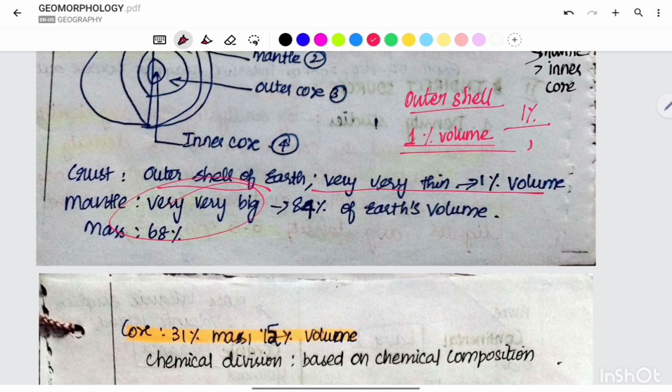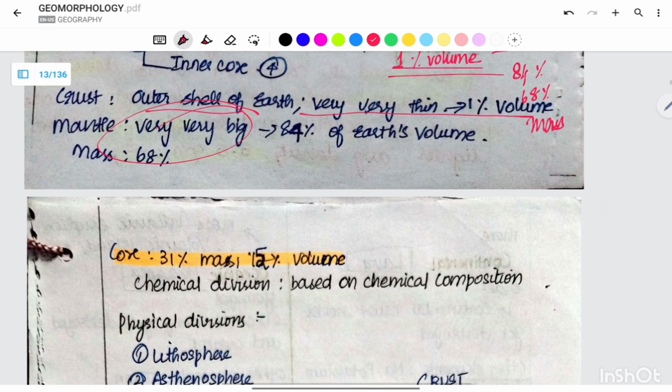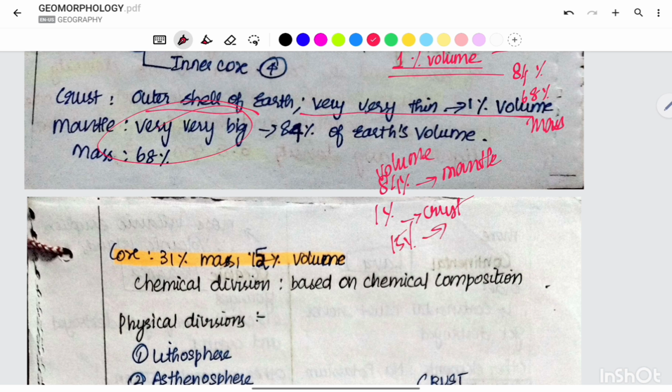Mantle is having 84% of the volume and 68% of the mass. For the core, just subtract: 1% of the volume is crust, 84% of the volume is mantle, and the remaining 15% of the volume is the core.